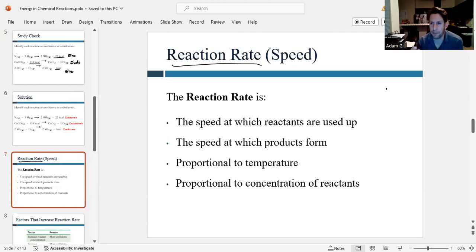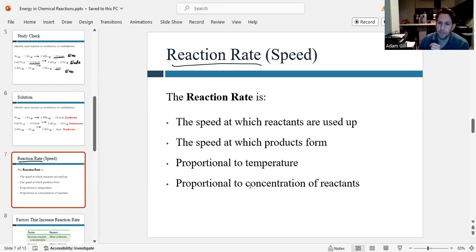A fast reaction rate would be like setting something on fire. That reaction is happening really, really quick. And so we can define reaction rate as the speed at which reactants are used up or the speed at which the product is formed. Reaction rate is proportional to temperature. So higher temperature, reaction happens faster.